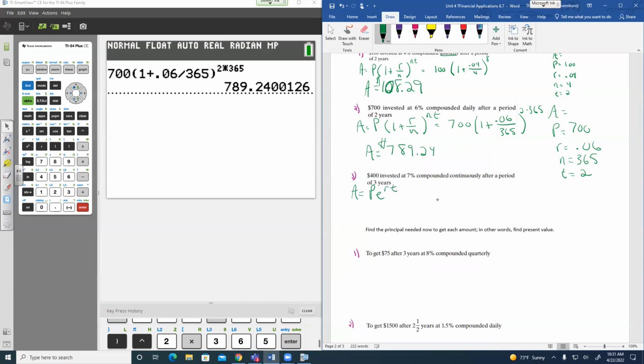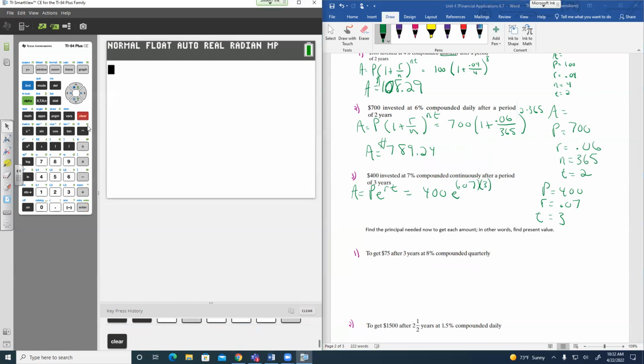So we have now to identify the principal. The initial investment is 400. The rate is going to be 0.07, and the time will be 3 years. So if we evaluate this, we have now 400 times e raised to the 0.07 times 3. So it looks like we got that set up correctly.